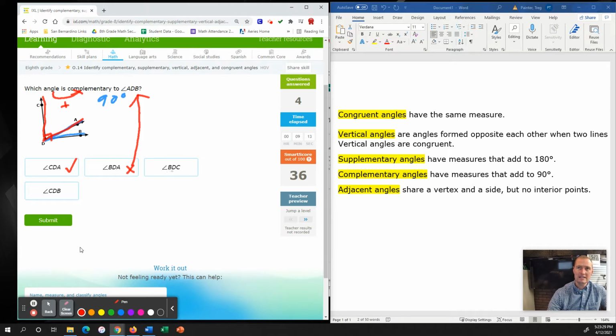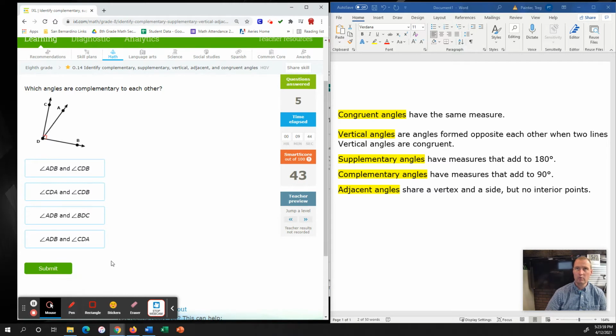Then we got BDC. B to D to C. That's 90 degrees in itself. So we're trying to find that adds to 90 degrees. So no, that one doesn't work. And the last one is CDB. Well, CDB is the same thing as BDC in opposite order. It's the same angle. So the first one's the only correct angle that we can take. We're going to go ahead and use CDA.